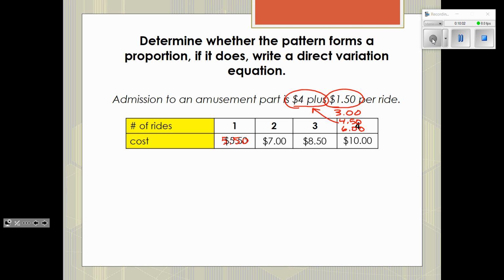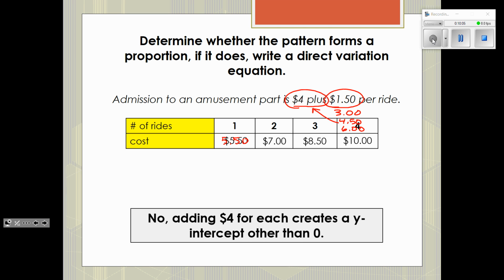So would this be an example of direct variation? Well, let's look here. $5.50 divided by 1 is 5.50. $7 divided by 2 is 3.50. So you can already tell right here that it is not.